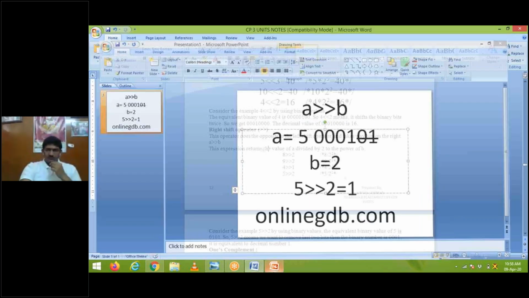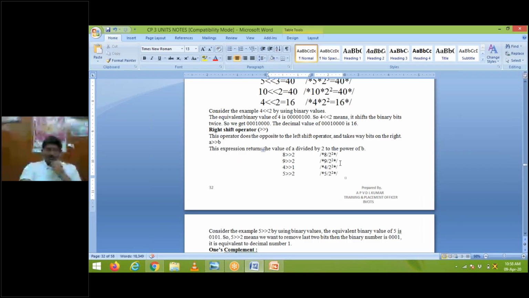9 right shift 2 means 9 by 2 square. That means 2 to the power of 2, so 9 by 4. 9 by 4 value means 2. The answer is 2. Okay, 4 right shift 1 means 4 by 2 power 1. That means 4 by 2 means 2. Likewise, we have to perform the operation.